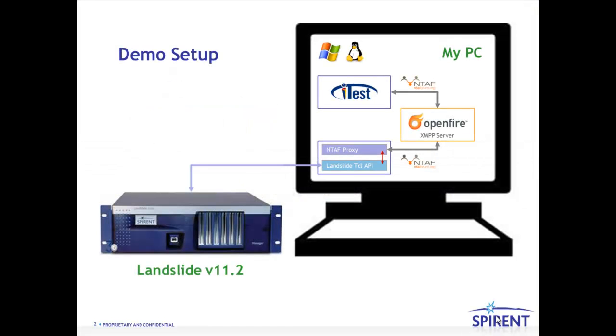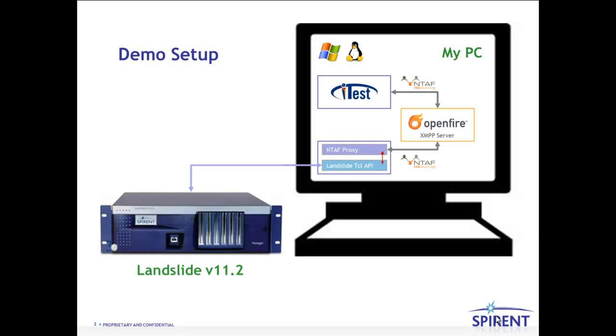Here's a look at our demonstration setup. The lab includes a single Landslide chassis running the latest version. On the PC, we've installed the corresponding Landslide APIs and the latest version of iTest. The NTAF server between the two enables communication between Landslide and iTest. By the way, for this demonstration, we've installed the server on the same PC. The NTAF server could just as well be running on another host in the lab or even in the cloud if the lab has cloud connectivity.